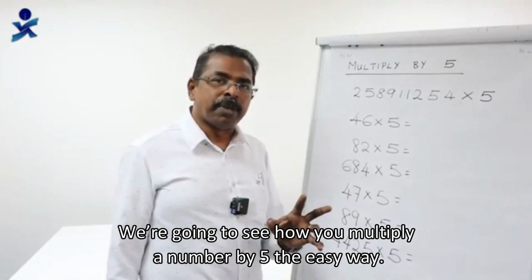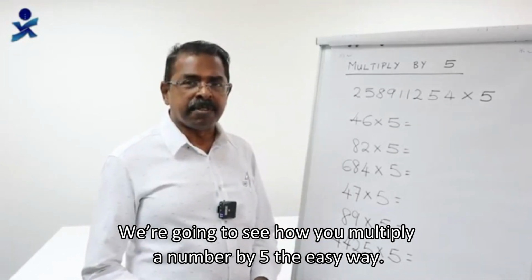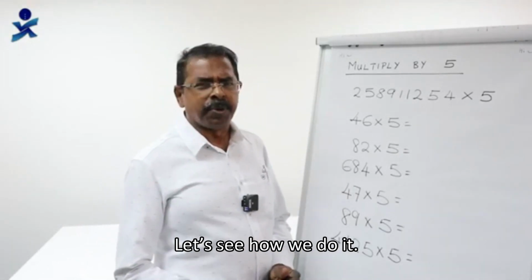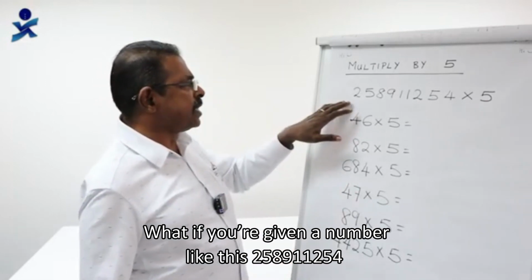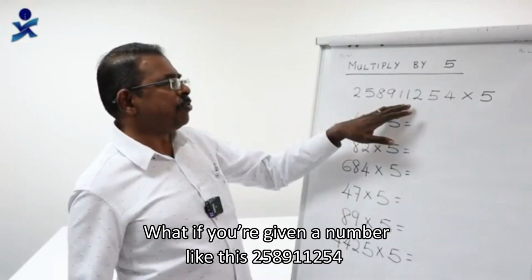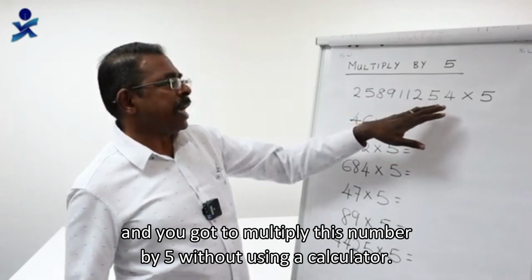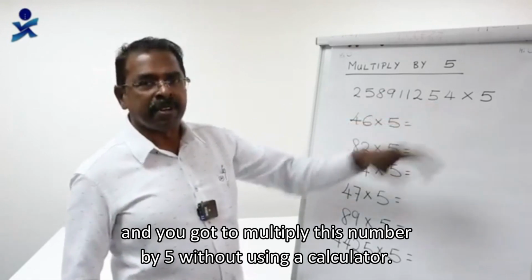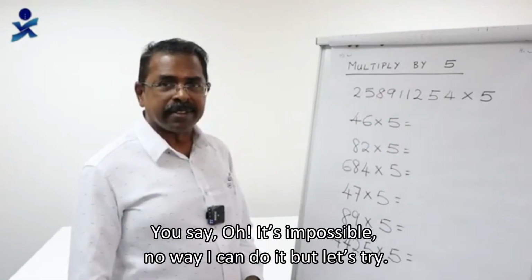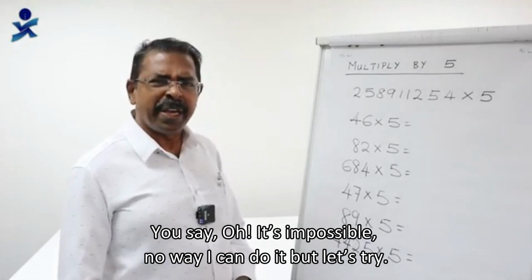We're going to see how you multiply a number by 5 the easy way. Let's see how we do it. What if you're given a number like this, 258911254, and you're going to multiply this number by 5 without using a calculator? You say, oh, it's impossible, no way I can do it.